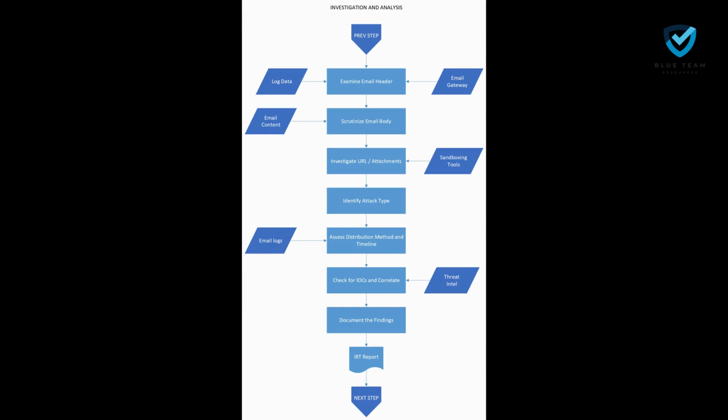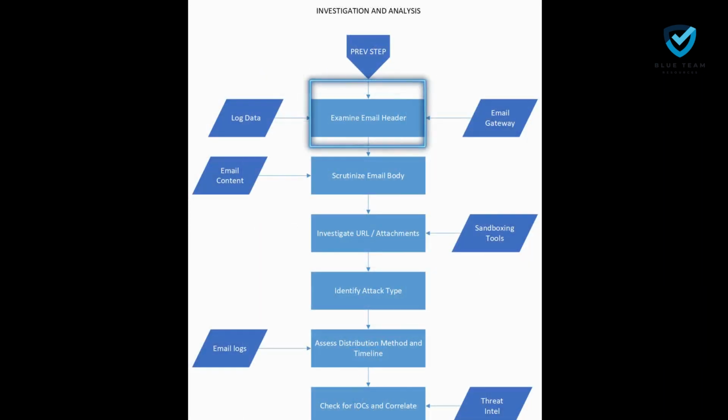Phase 3, Investigation and Analysis. Email analysis. The IRT analyzes the suspected phishing email, including sender information, content, and any attachments or embedded links. Step 1, examine the email header. Analyze the email header to gather information about the sender, recipient, and email path. Look for discrepancies in the sender's address and domain, as well as any unusual routing information.